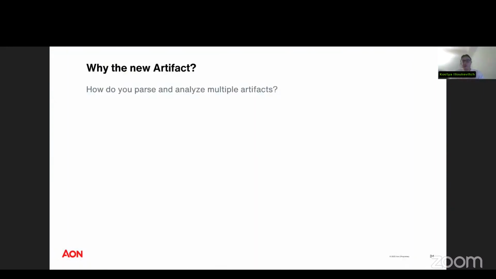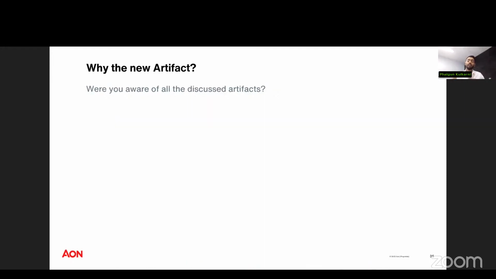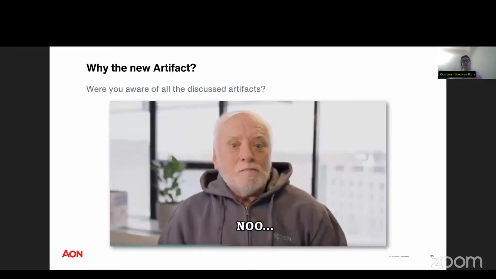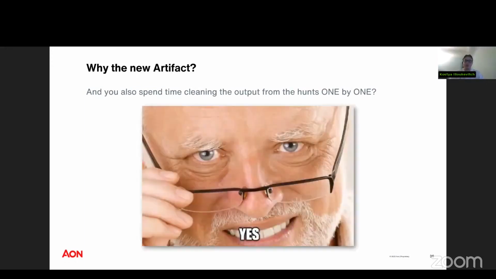Well, typically I would start running hunts one by one for a particular type of lateral movement or exfiltration that I would want, and then I just go through them one by one. Okay. And let me ask you, were you aware of all the artifacts which we discussed in this presentation? No, I was not. Okay. And lastly, let me guess. You also spend time cleaning or extracting useful information from multiple artifacts one by one. I do. It involves a lot of copy pasting. Yeah, isn't it inefficient? Yes.